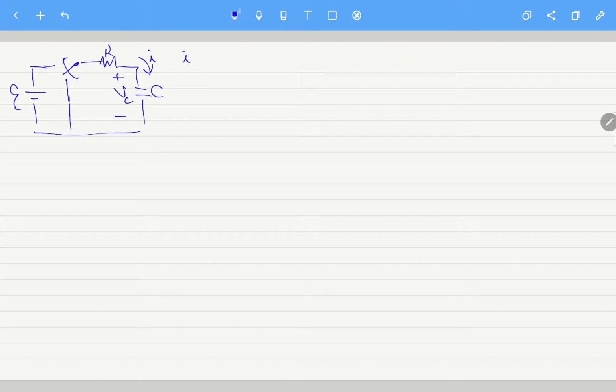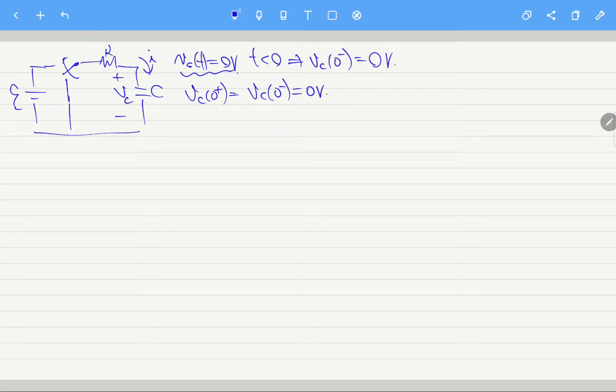And we know that VC of t equals 0 for t smaller than 0. If you still remember, the voltage of a capacitor is continuous, and the current of the inductor is continuous. So this implies VC(0-) is 0 volt, and as the voltage of a capacitor is continuous, VC(0+) should be equal to VC(0-), which is 0 volt. This is due to the continuous voltage of the capacitor.